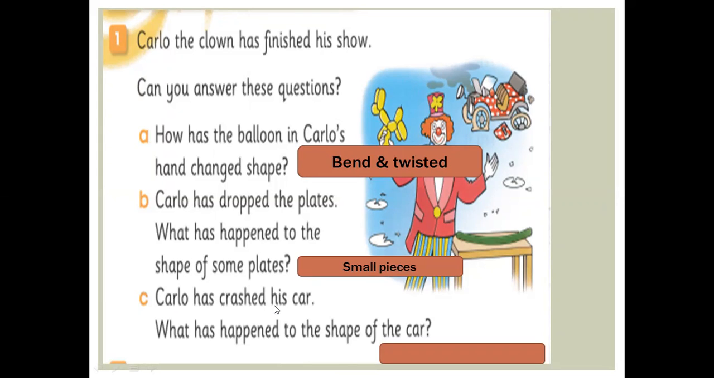Carlo has crashed his car. What has happened to the shape of the car? See here. The car is bent. What happened to the car? The car is bent. So hurry up, complete your answers in front of your questions so that we can move on further in our lesson.